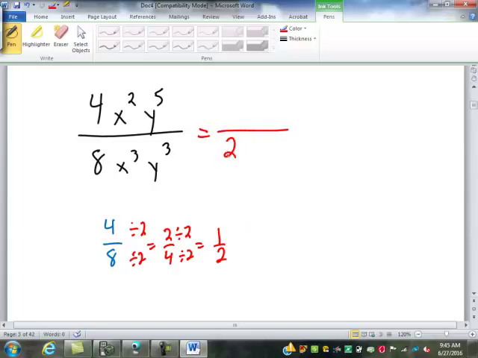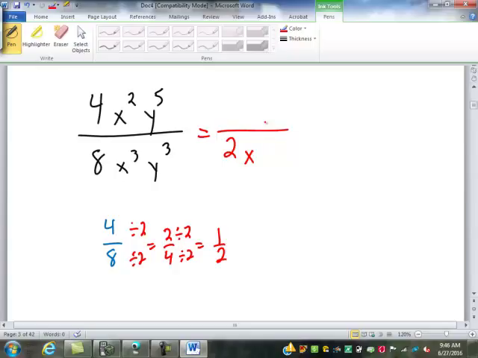Now notice I didn't write the 1 on top because I might not need it. I'll show you why. So for the x's, where's the x going to go? Top or bottom? It is going to go on bottom, and it'll have a power of 1. So we don't need to put it there, right? So just x.